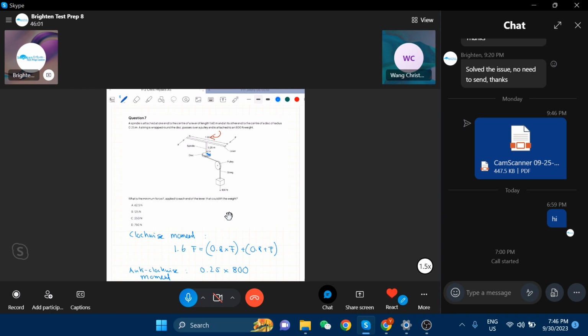Okay, and what do I have to do now? So that's one. So that's obviously 200 Newton. And how do I solve now the final question? Just 1.6 F equals 200. Yeah, exactly.